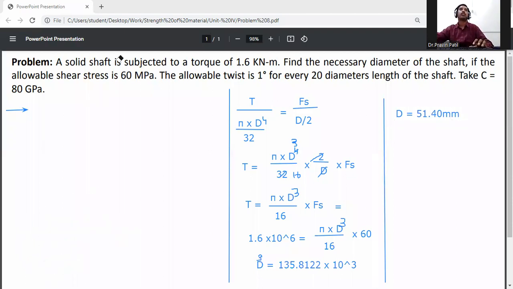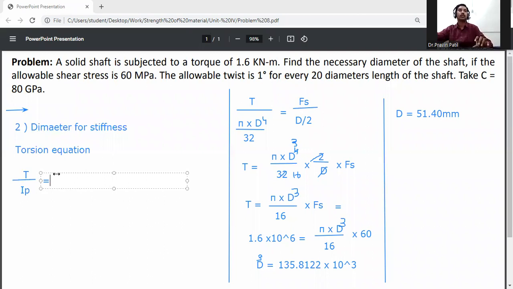Now the diameter for the stiffness. For the torsion equation, in relation to the modulus of rigidity, T divided by IP is equal to C theta divided by L. This is the torsion equation in relation to modulus of rigidity and angle of twist.